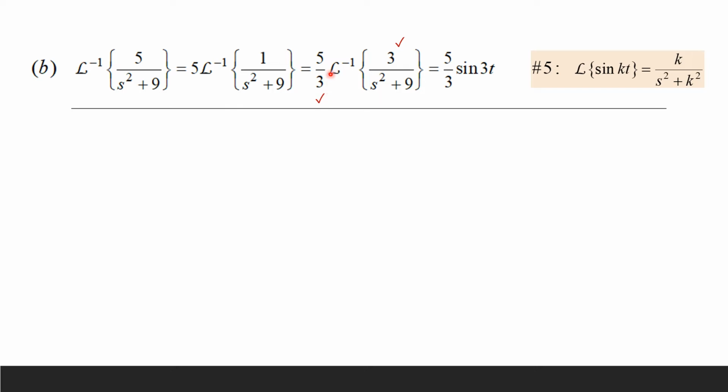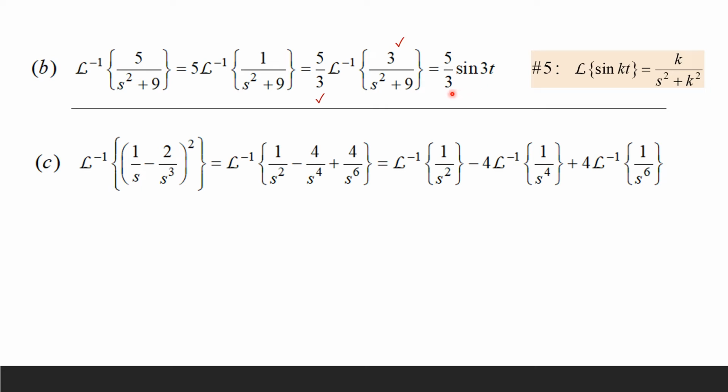So you write down 5 over 3. Because 3 divided by 3 gives back the number 1. Or we can say 5 over 3 multiplied by 3 gives back the number 5. Okay, so we have a constant 5 over 3 multiplied by the inverse of 3 over s squared plus 9. So to find this inverse, you can now use formula number 5 directly, where k is equal to 3. So the answer is 5 over 3 sine 3t.